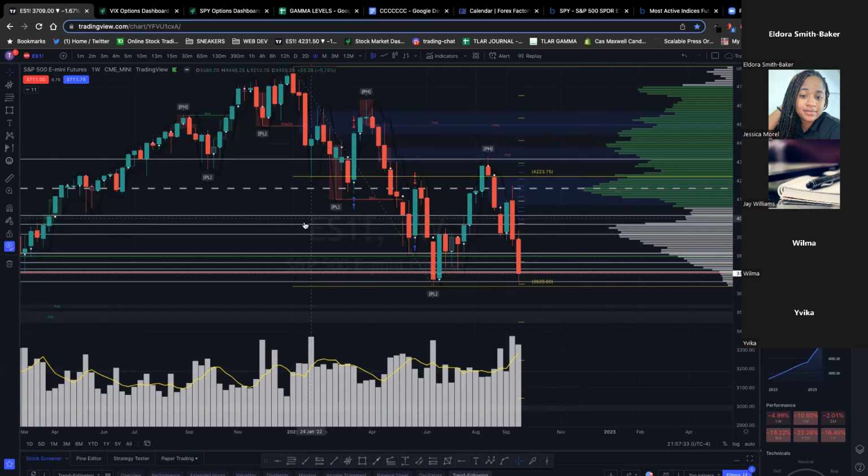Yeah, so it said 3740 didn't hold. If 3720 doesn't hold, 3680 on ES will come into play with June low being a target. Yep, and June low is right here. June low is 3639. It got down as low as 3660. So that was a CPI low in June.